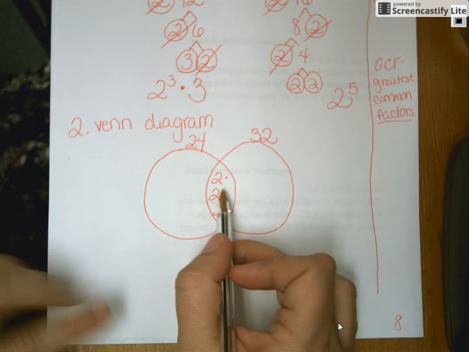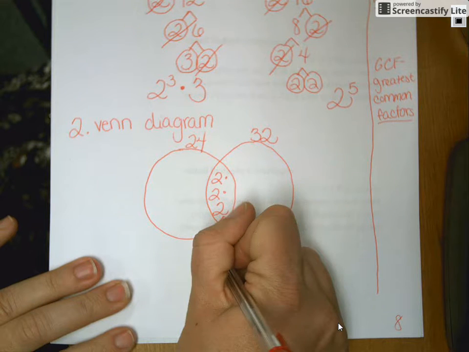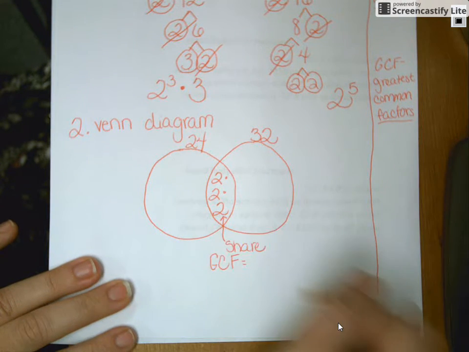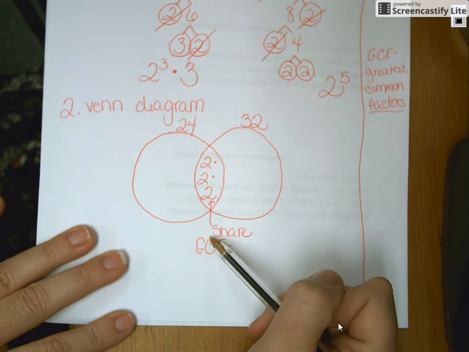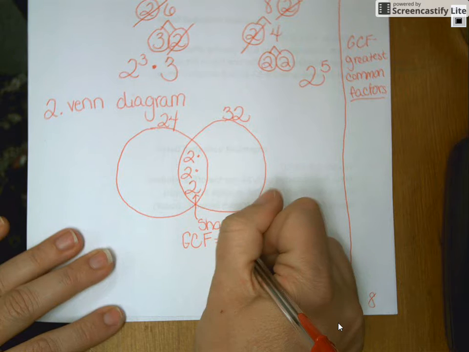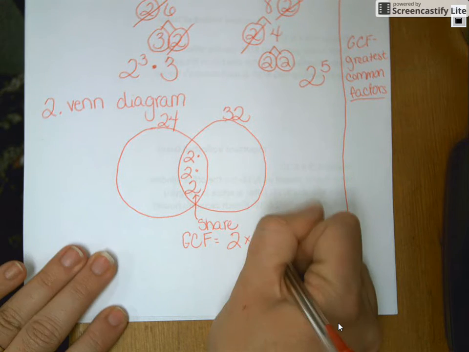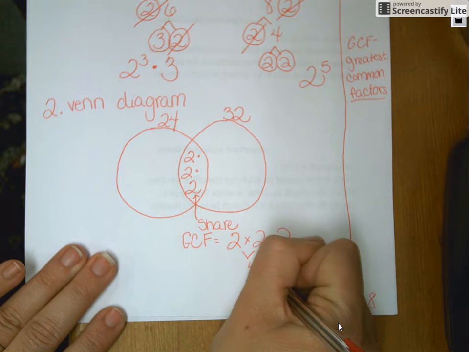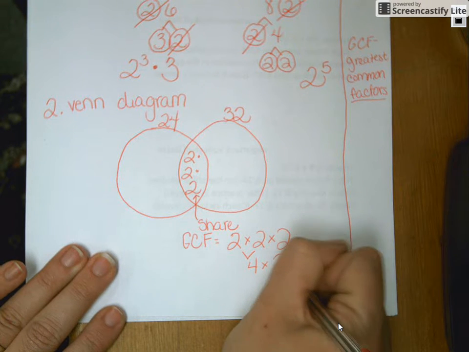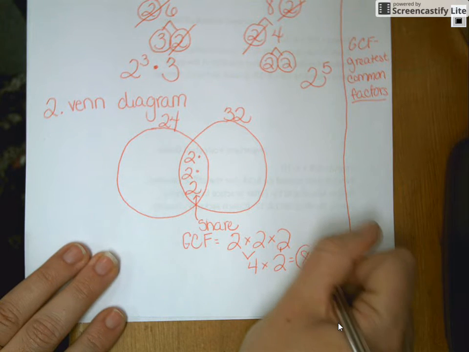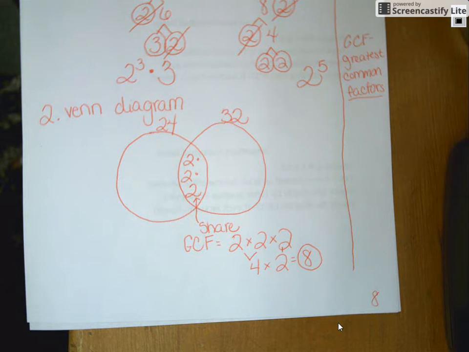And now that I have all of the things I have in common, I can find my greatest common factor. All I do is multiply these numbers in the middle. So I have 2 times 2 times 2. 2 times 2, of course, is 4, and 4 times this 2 would be 8. So my greatest common factor is 8.